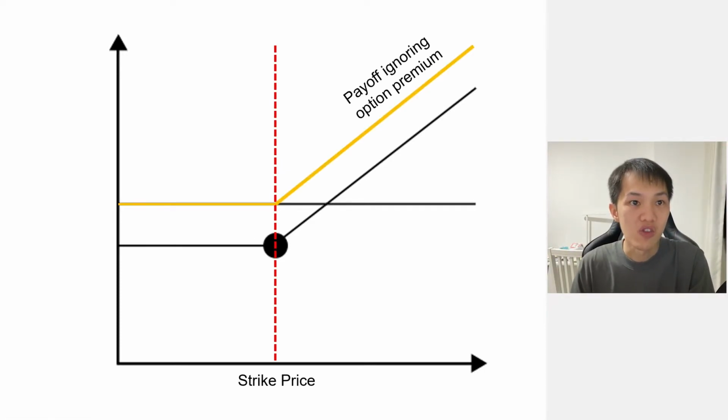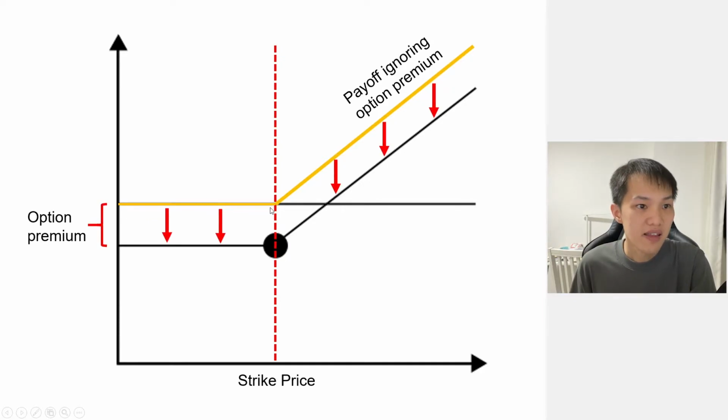If we ignore the fact that we have to pay the premium in order to own the options, the payoff is this yellow line here. If the price goes up, we have a positive payoff. If the price stays or falls below the strike price, then the payoff is just zero. This region just means that we let the option expire.